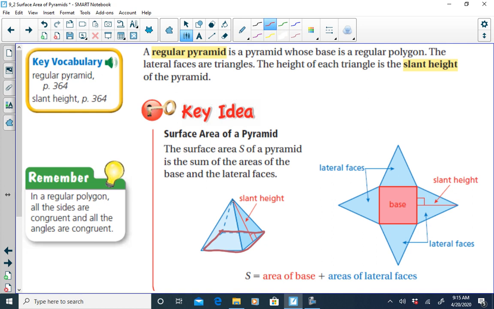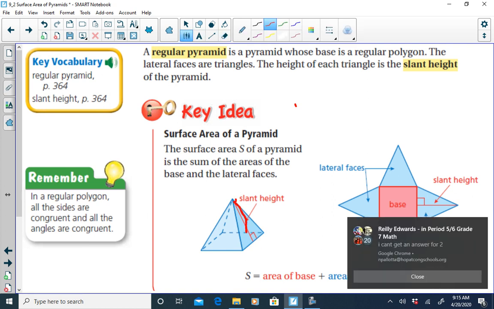Notice that the lateral faces are triangles. These are the lateral faces. The lateral faces are the faces that are not bases. They're triangles. The slant height is the height of each one of those triangles. The slant height is this distance here. The slant height is the height of each one of those triangles.